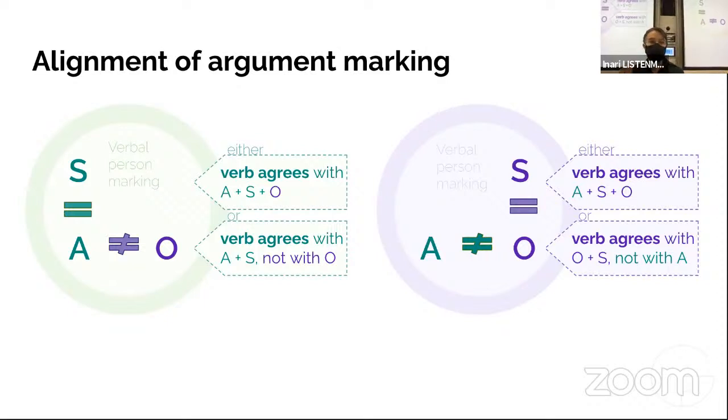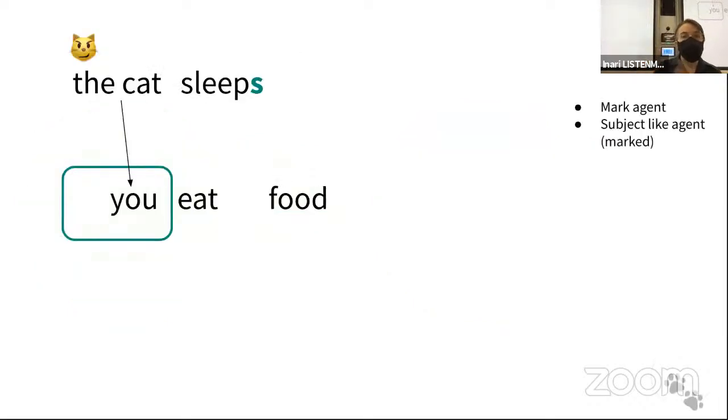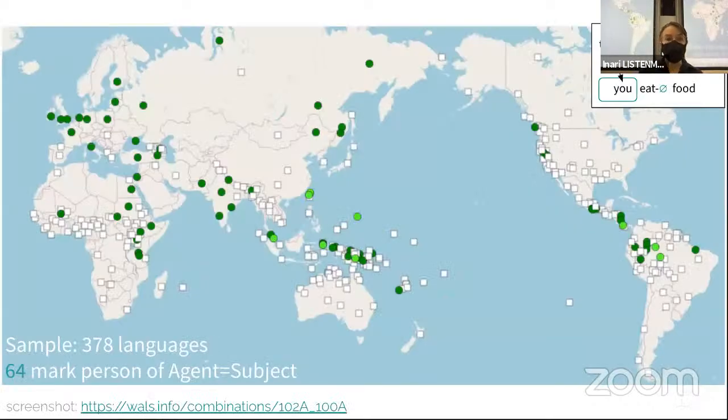So the alignment is whether the subject aligns with agent or with object. So this is the first, that's how English behaves. That's the first example that we've seen so far. So we mark agent, and subject is like agent, as in marked. And a few examples, this many languages do that.